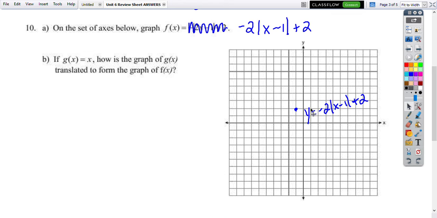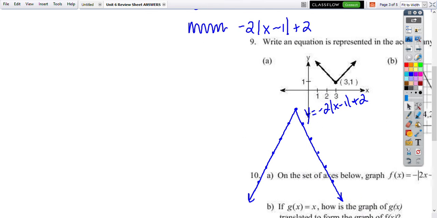And then I'm going to go negative 2, so it's flipping over the x-axis, and then I'm going to go down in both directions. So my slope of 2 means I go down 2 and over 1, down 2 and over 1, and I'm going to form that graph. Except this graph should actually be, get back there, okay?